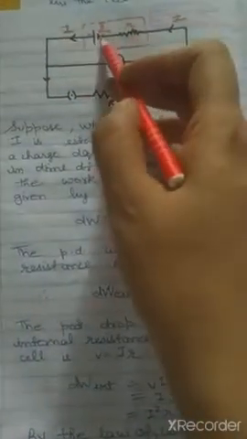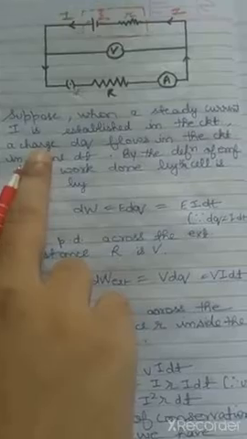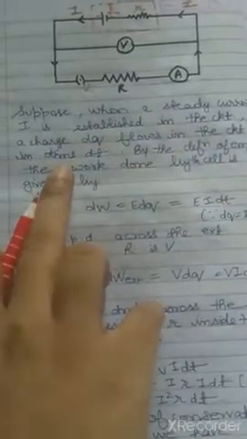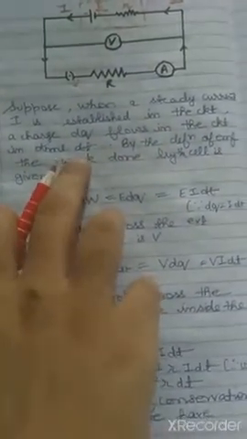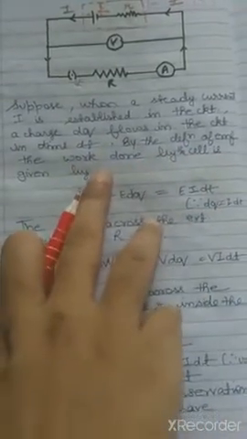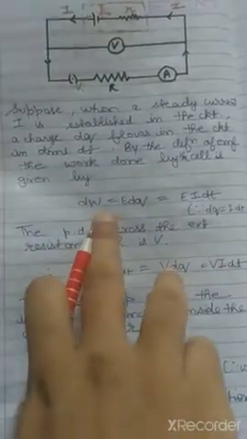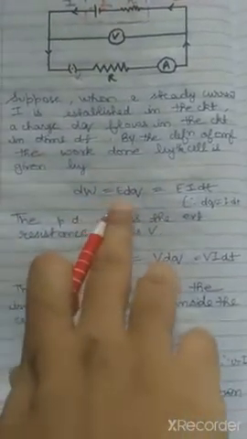So this is a circuit in which this is the internal resistance, this is a cell, a voltmeter is connected, external resistance R is connected, this is a key K, and an ammeter is connected here. So when a steady current is established in the circuit, a charge dq flows in the circuit in time dt. So again by the definition of EMF, the total work done by the cell is given by dW is equal to E into dq.